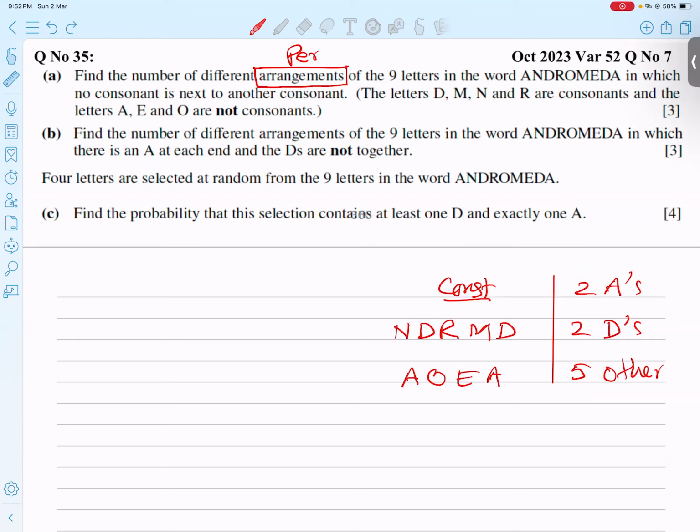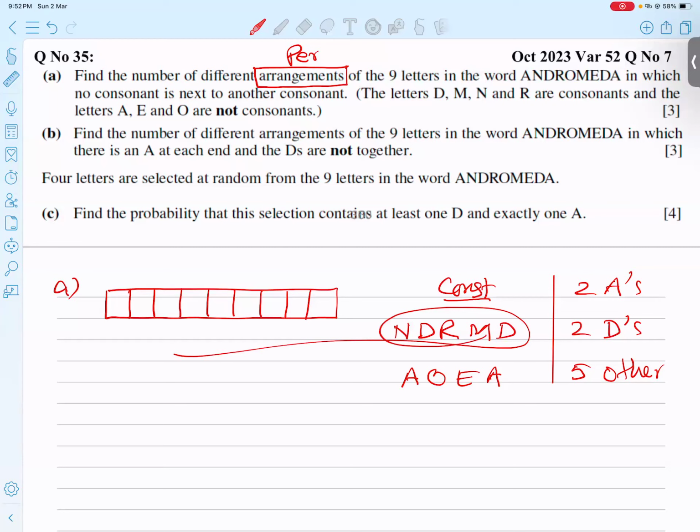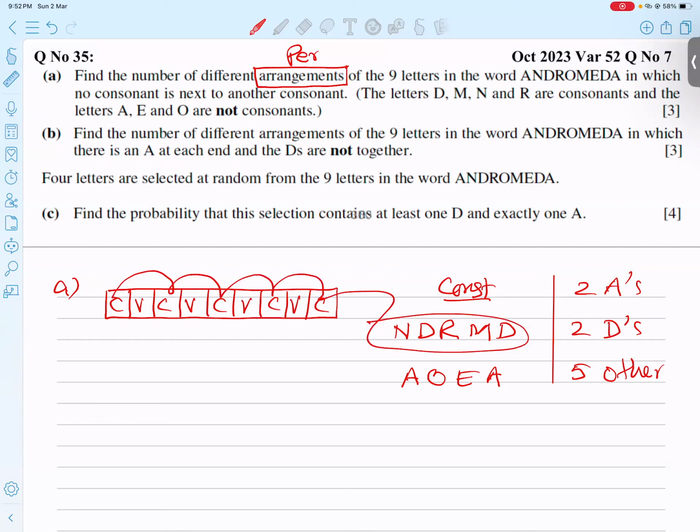What is it saying here? No consonants are next to each other. So common sense, if you go for it, 1, 2, 3, 4, 5, 6, 7, 8 lines will make 9 boxes. I think more are consonants, so I'll start with consonants. Consonant, vowel, consonant, vowel, consonant, vowel, consonant, vowel, and consonant. This is the way to do it. Look, 5 consonants there and 4 vowels are there. That's it. So how to answer?